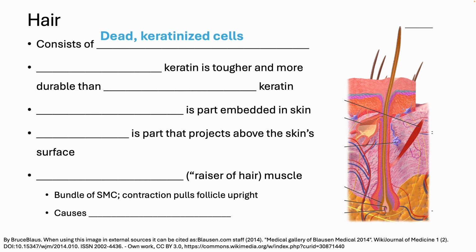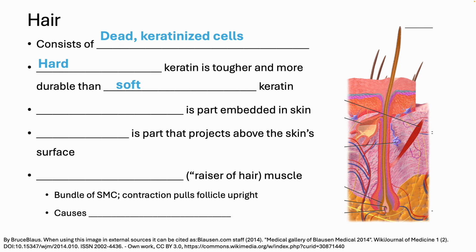The type of keratin that makes up the hair and the nails is going to be slightly different than the type of keratin that we find in our normal epidermal cells. So this is considered hard keratin. It's tougher and more durable, making it so that the individual cells do not flake off, and thus it has that advantage over soft keratin that you find in the typical epidermal cells.